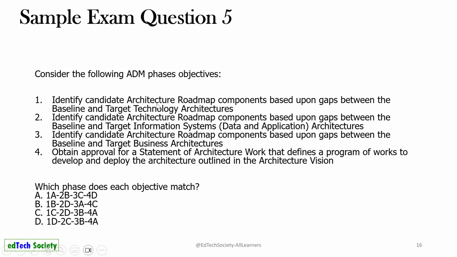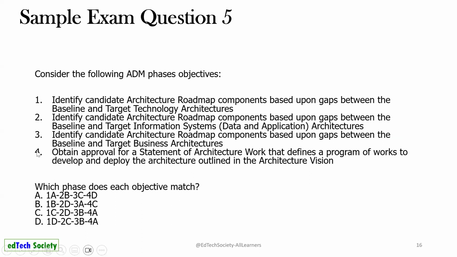Like, identify the candidate architecture roadmap components based upon gaps between the baseline and target technology architecture. So 1 goes with D because technology. Identify candidate architecture roadmap components based upon the gaps between the baseline and target information system, data and application. So 2 is C. Then 3, a candidate architecture roadmap for target business architecture. So 3 should be B. So I believe 1D, 2C, 3B. So this is the possible answer.